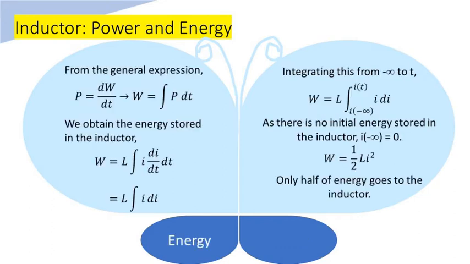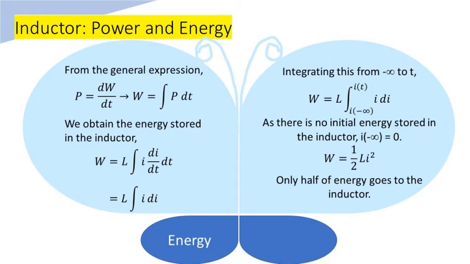Meanwhile, from the energy stored definition, we get the energy stored W equals inductance L times the integration of i di. Integrating this from time equals infinity to time equals t, we obtained the energy stored in the inductor, W equals half of inductance times i squared.